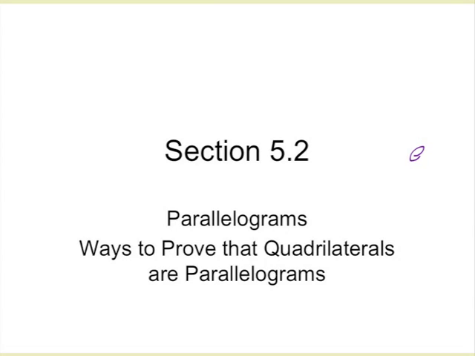Today's lesson is pretty much the backwards version of yesterday. So yesterday, we started out by knowing we had parallelograms and then saying, what does that tell us? If we know we have a parallelogram, what kind of features can we know about? And we learned that we could know about opposite sides, we could know about opposite angles, and we could know about diagonals bisecting each other.